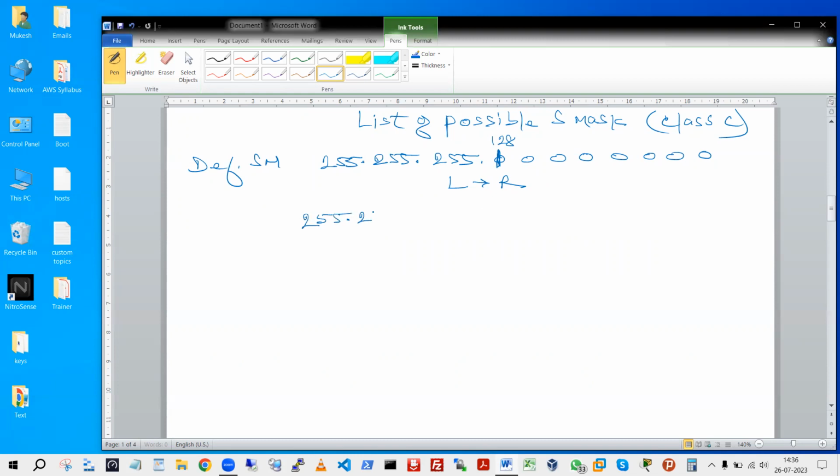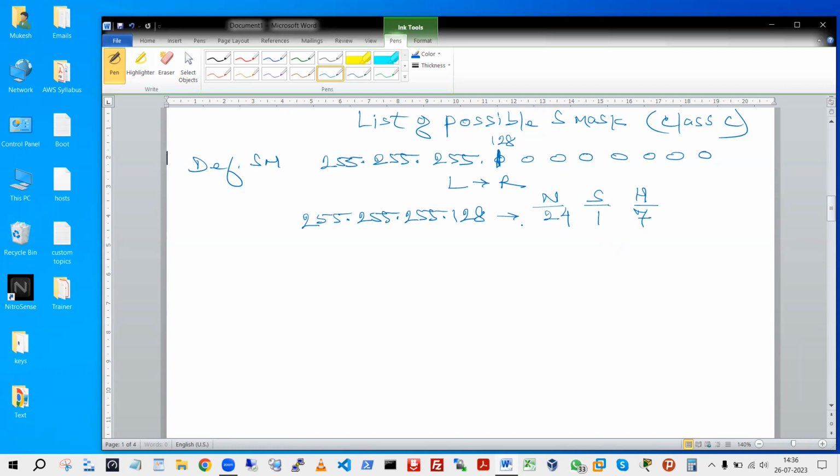255, 255, 255, 128. Right, the meaning of this mask in terms of bits: network, subnet, and host bits. So this mask, as I just explained, tells the system that the given address has 24 network bits by default. One bit you have borrowed, that is the subnet bit. The remaining zeros are 7 host bits.